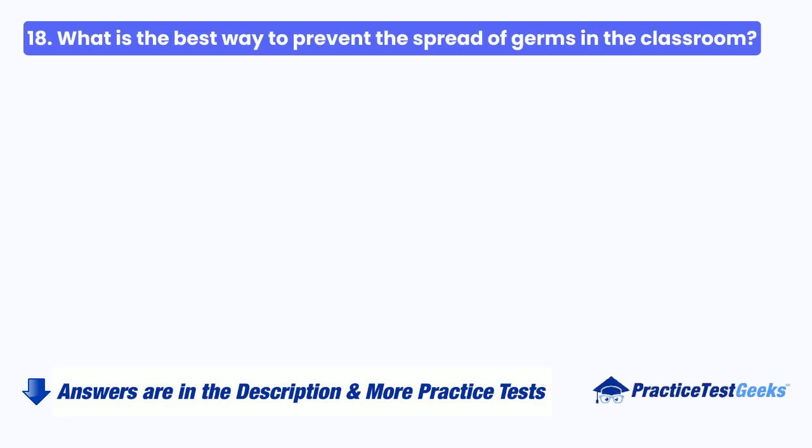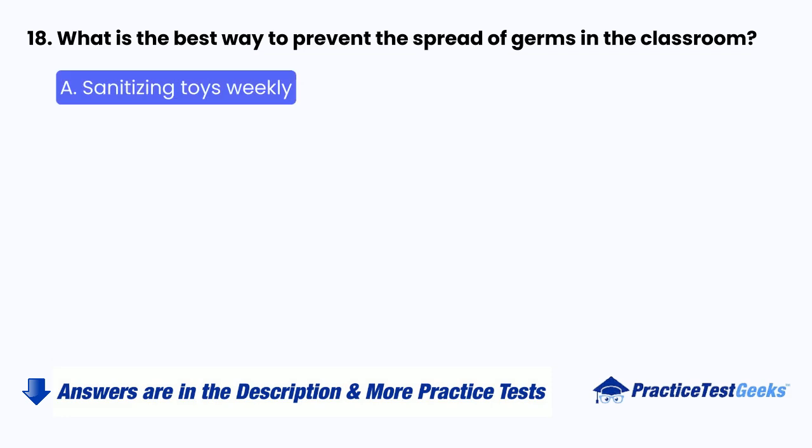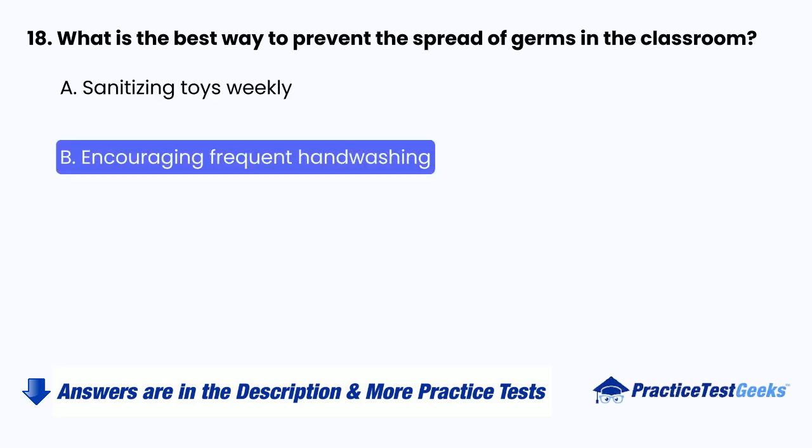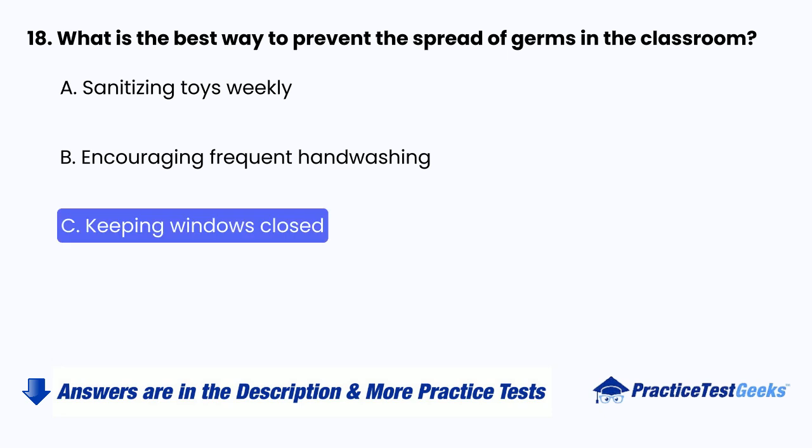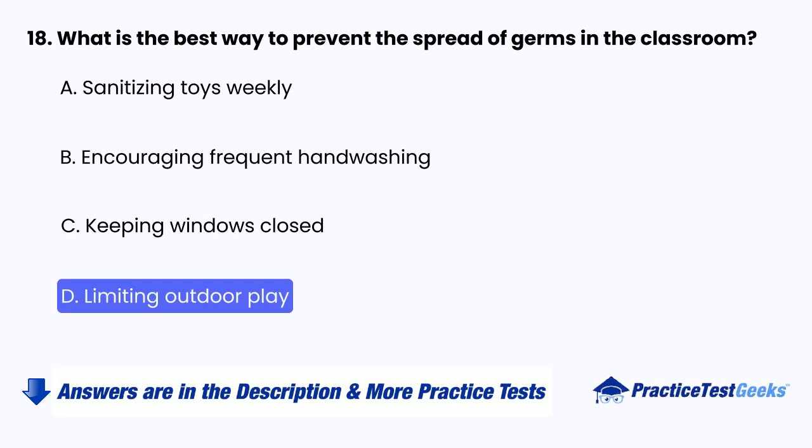18. What is the best way to prevent the spread of germs in the classroom? A. Sanitizing toys weekly. B. Encouraging frequent hand washing. C. Keeping windows closed. D. Limiting outdoor play.